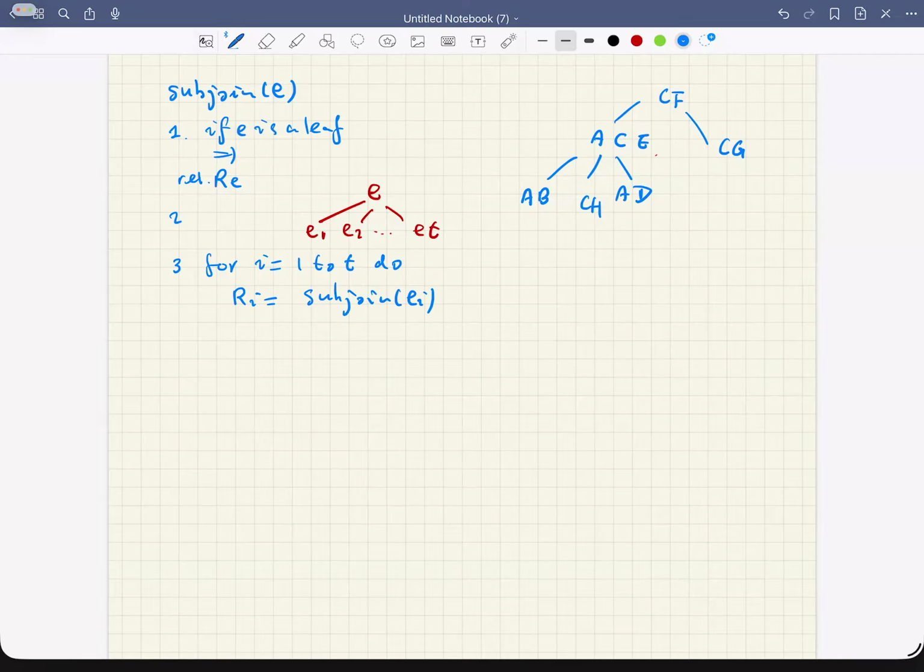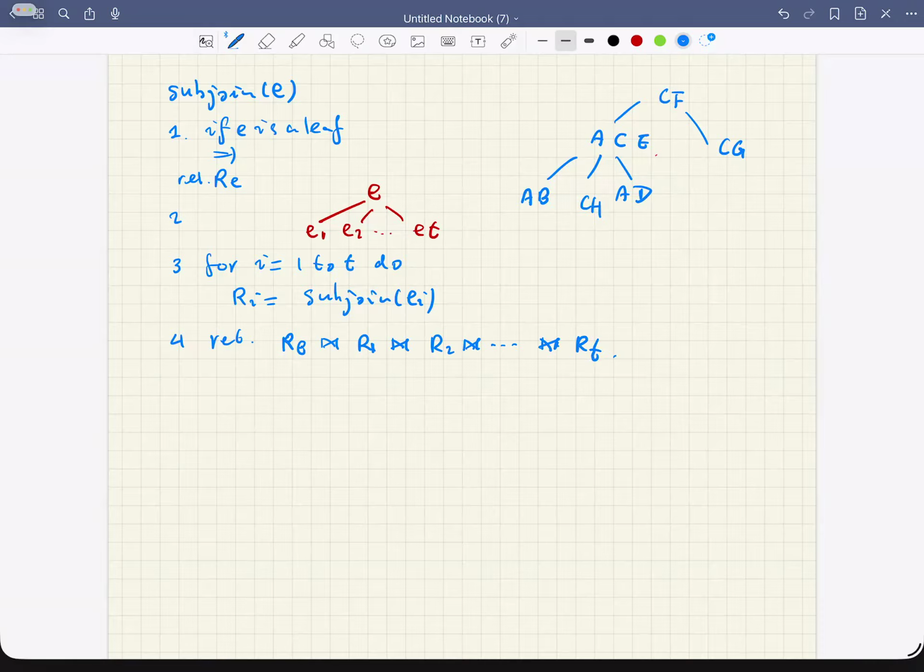And then finally, you come back to E, right? Recursion is over, and then you simply return RE. So that's the relation at E, right? You just join with everything else. And that's it. That's the algorithm.